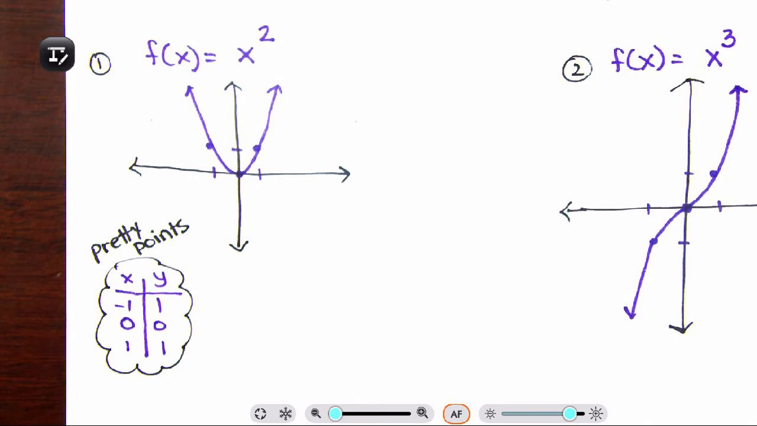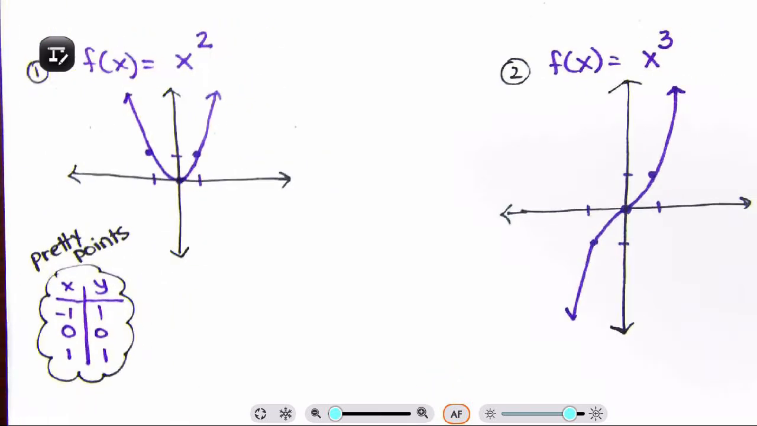They're also called reference points. When you see reference points, those are pretty points. I just like the word pretty. These are my pretty points, and if you're in my class, we will be talking about pretty points a lot.